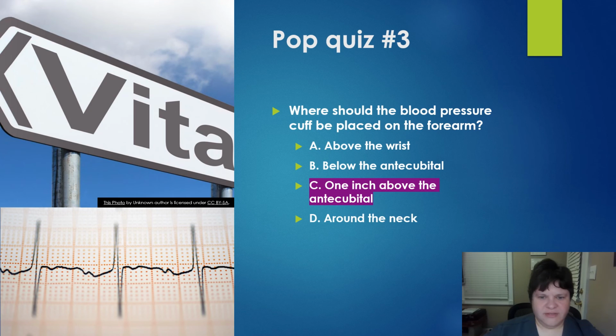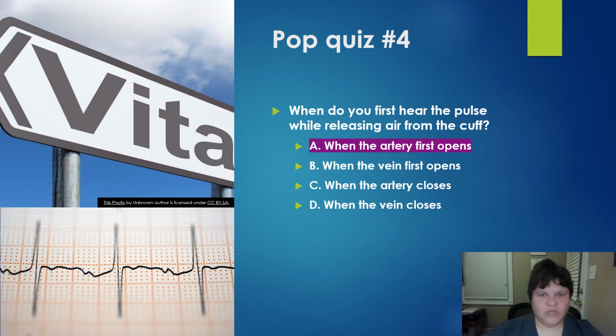Question number 3, where should the blood pressure cuff be placed on the forearm, ideally? Answer is C, 1 inch above the antecubital. Question number 4, when do you hear the first sound when releasing the air from the blood pressure cuff? The answer is A, when the artery first opens. This means that the pressure in the artery is great enough to overcome the squeezing pressure of the cuff.